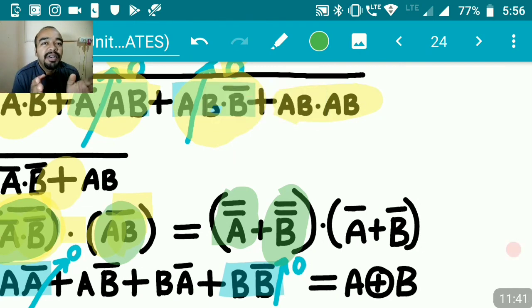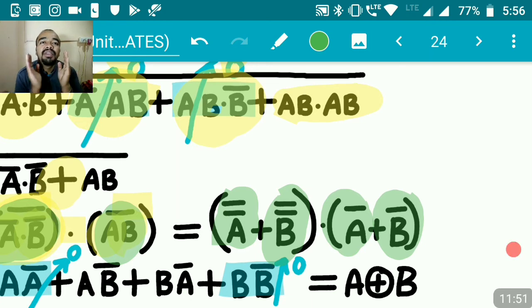Then again this term, A and B whole bar, is also resolved into two terms by using De Morgan's theorem. So here De Morgan's theorem is what we are going to use. We have the ANDing operation between variables; later it becomes the ORing operation, and then each variable will get a bar. So it becomes A double bar plus B double bar into A bar plus B bar.